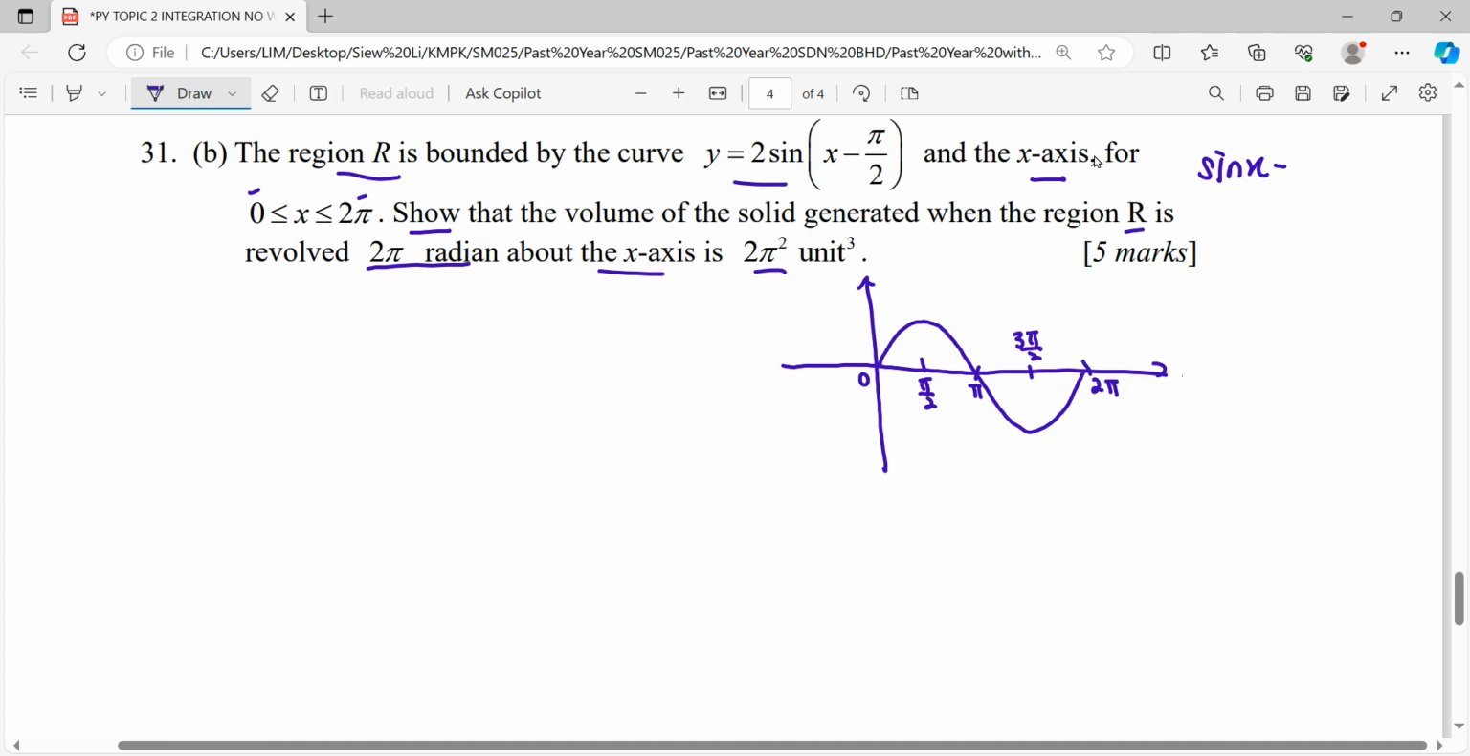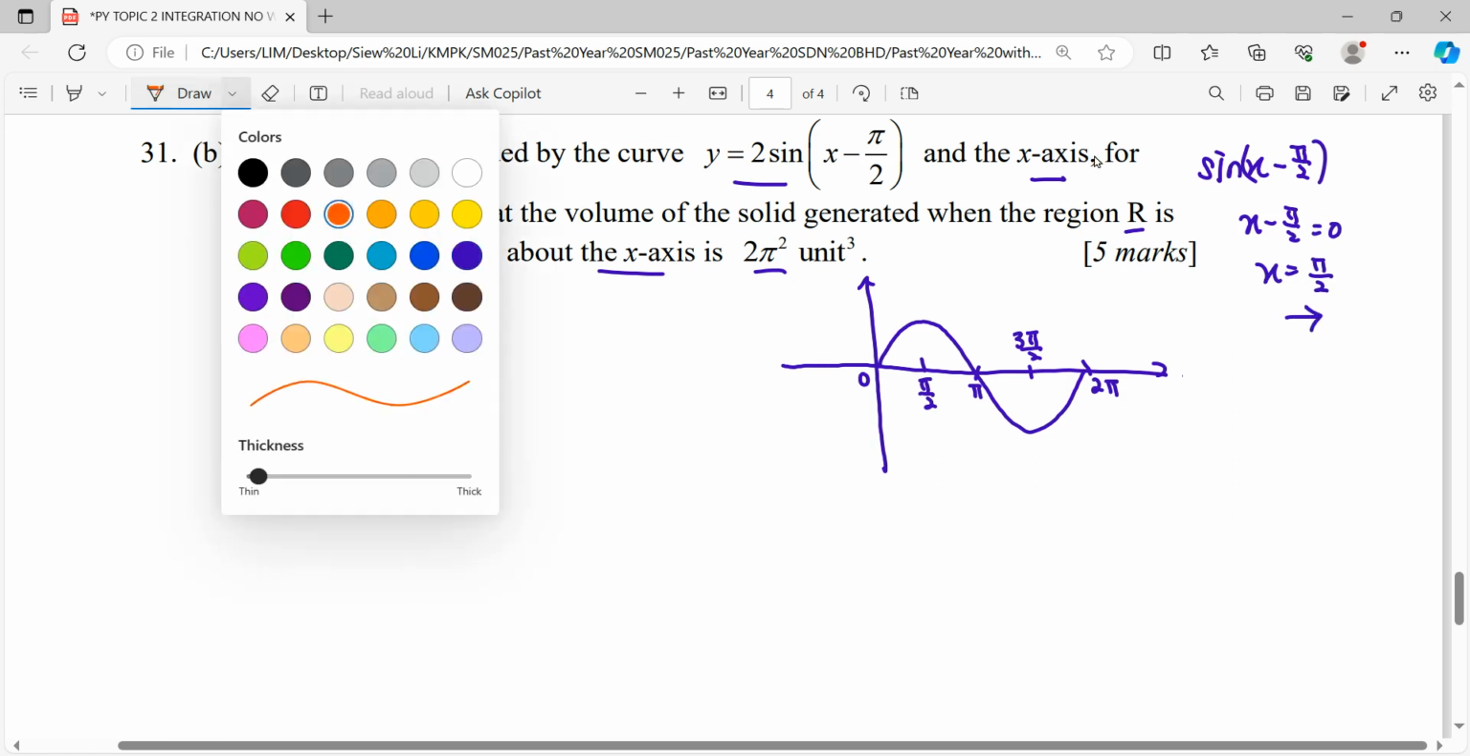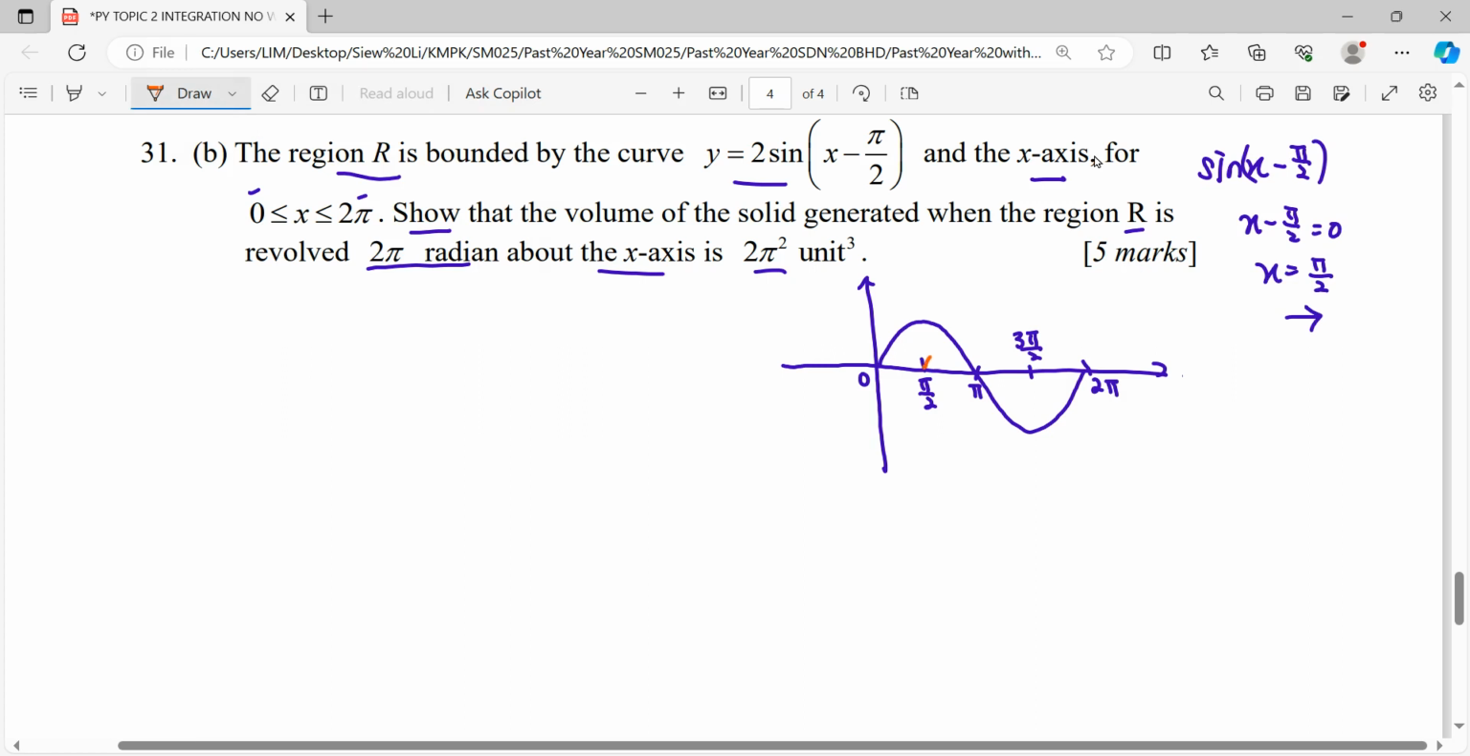So when it's x minus pi over 2 equals 0, x equals pi over 2, which means you're shifting to the right by pi over 2. Once it's shifted to the right by pi over 2, our drawing will be until 2 pi only. So here will be our ending. The starting here will be moved to here, with the amplitude of 2, because you can see times 2 means amplitude of 2.